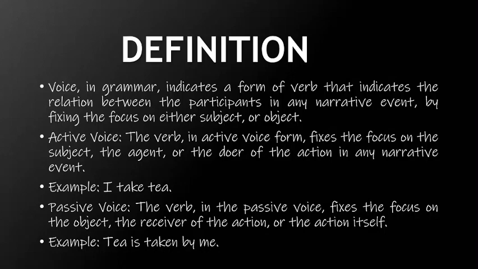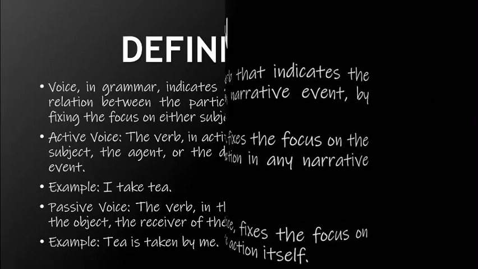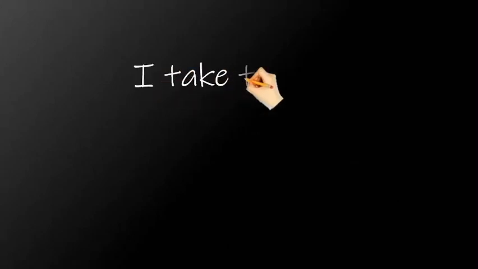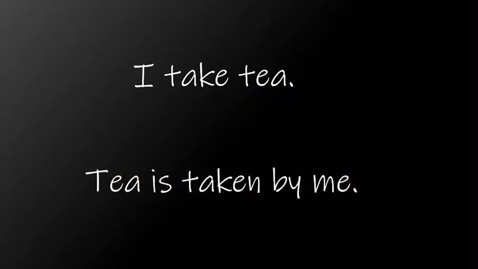So now let's have a diagrammatic expression of these ideas. So we have the basic sentence, I take tea, in active voice, and tea is taken by me, which is, yes, passive voice. Now let us understand the various elements in this particular sentence. Right, the first one, I take tea. So what are the basic parts? Three words are there. So the first word is I, which is the subject in this sentence. Then we have take, which is the verb in the sentence, and obviously you have rightly guessed that tea therefore is the object.